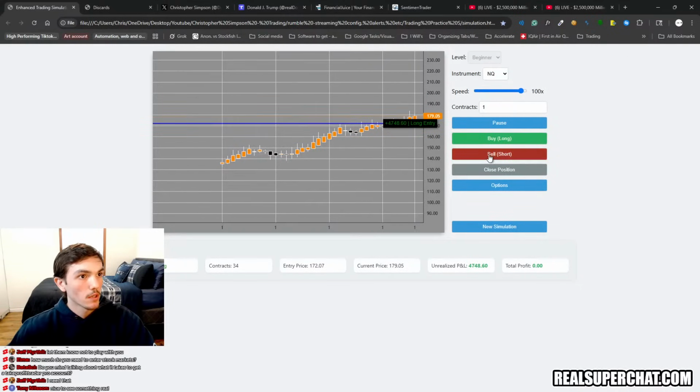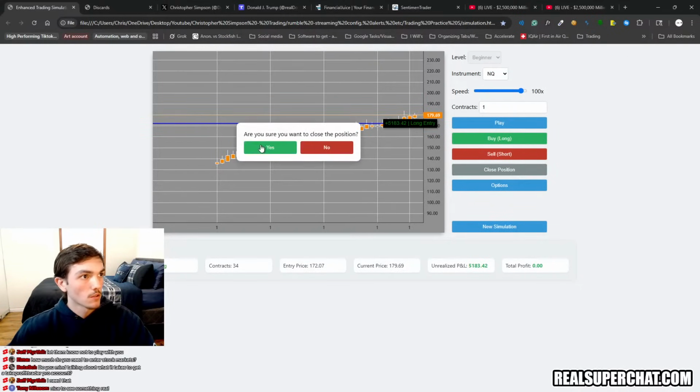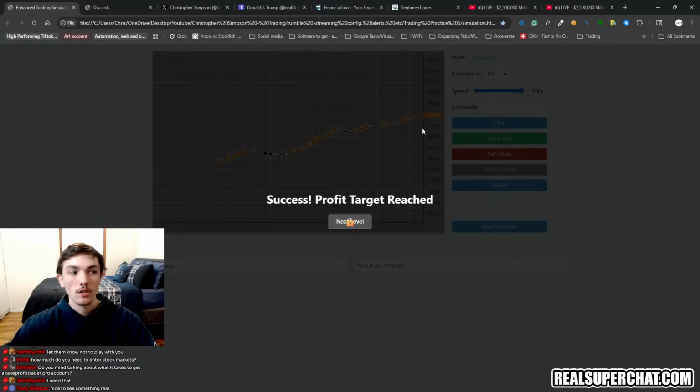Go to 100x speed. Let's close this. So I closed it at plus 5K. So success, private target reached. This needs redone. It needs to be green. It was perfect, but it got broken. So success, private target reached.